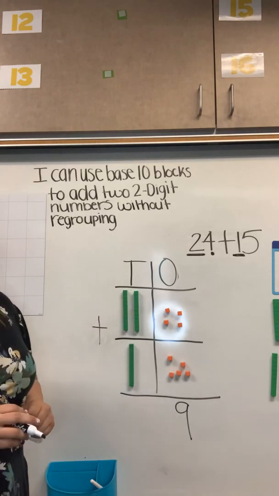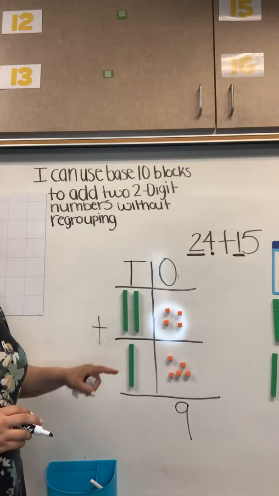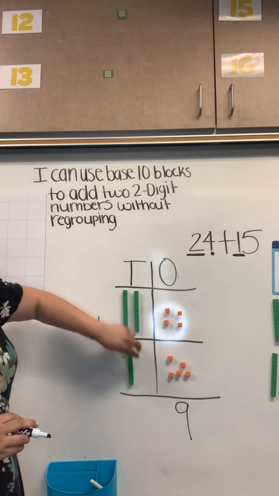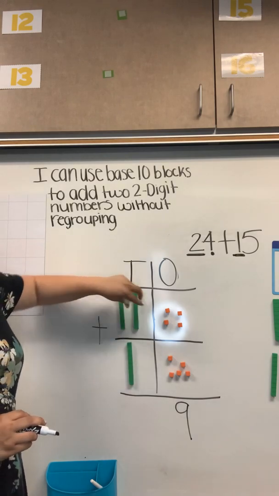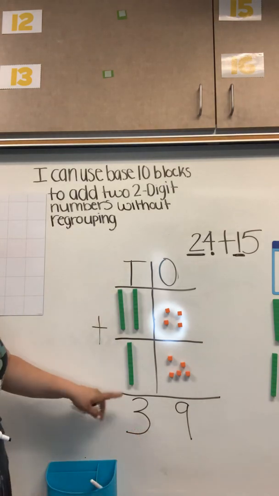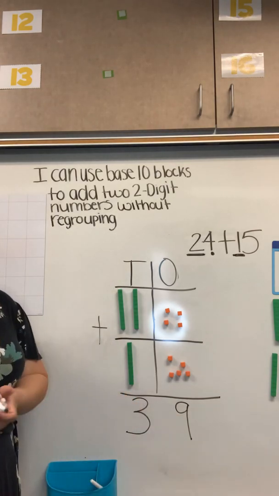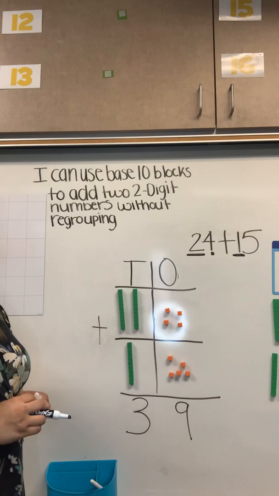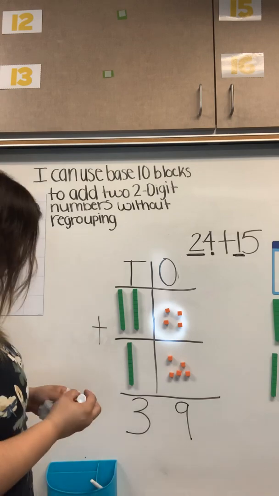How many 10s do we have? Yes, we have 1, 2, 3. So we have 3 10s and 9 1s. What number is that? 39. Good job.